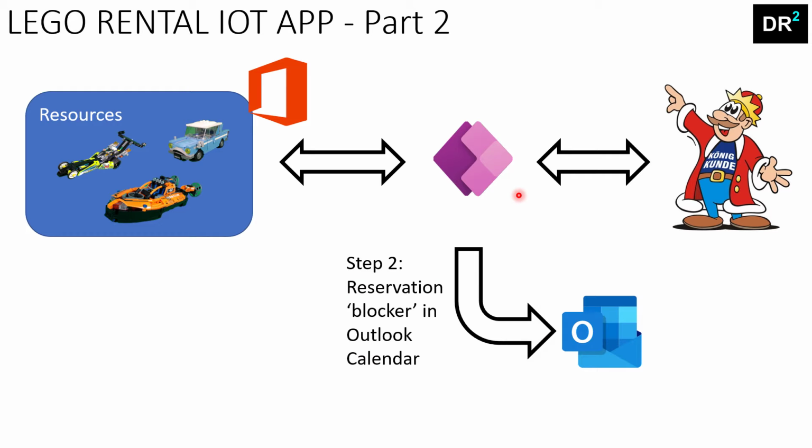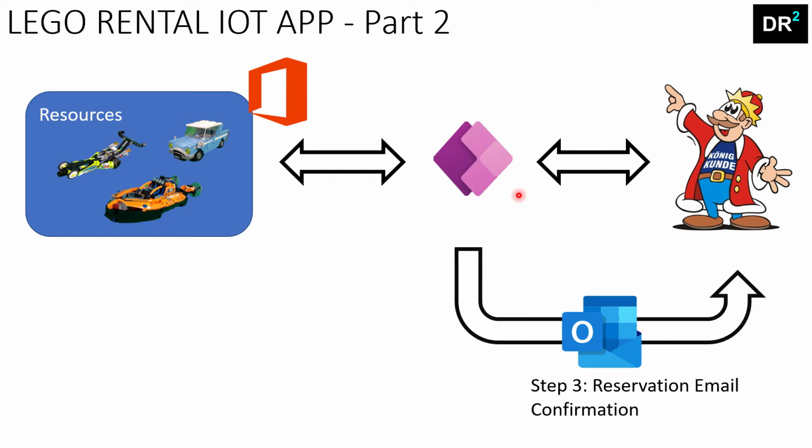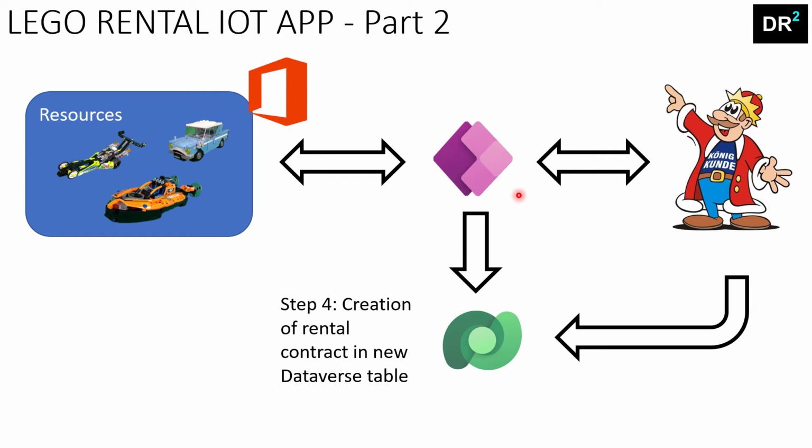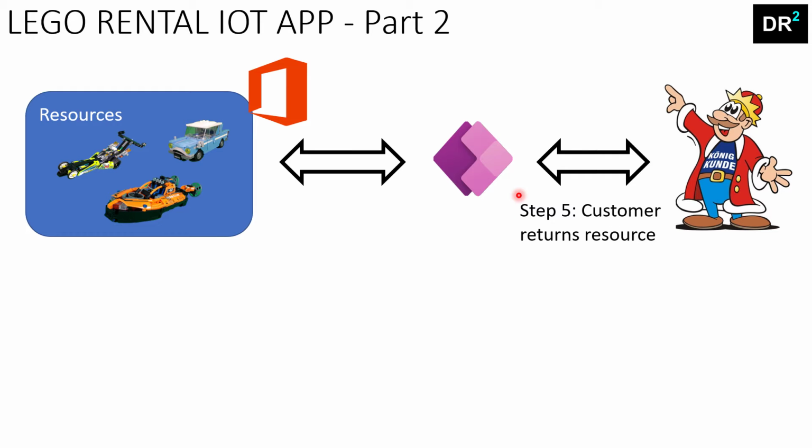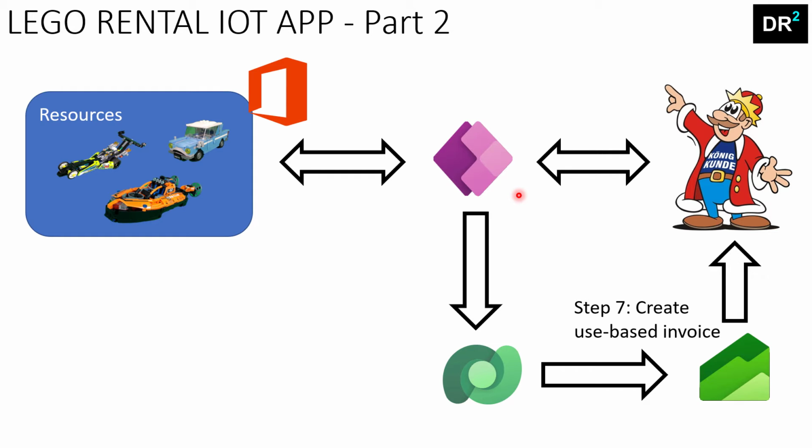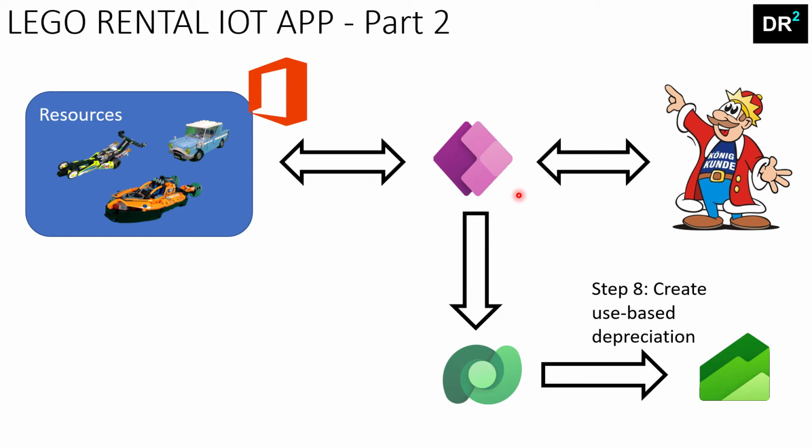Then, once a customer made a booking, we sent an Outlook blocker to our calendar so that we cannot double book or double rent a vehicle, and then the customer gets a confirmation email. Then we also created a rental contract in Dataverse because we needed that for invoicing. And then after the customer returns the resource or the vehicle, we updated the contract, we created an invoice, and then we created a use-based depreciation. So that's what we did last time.